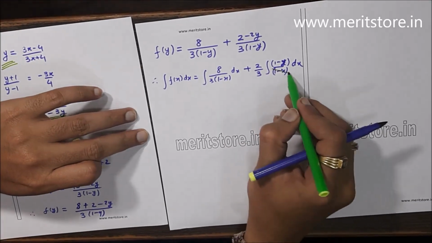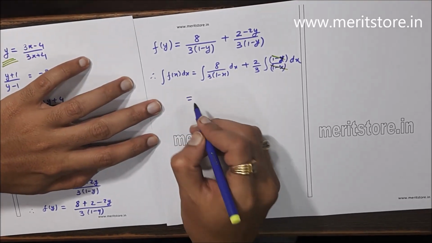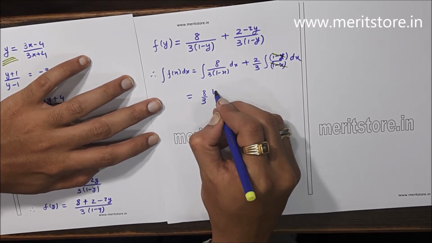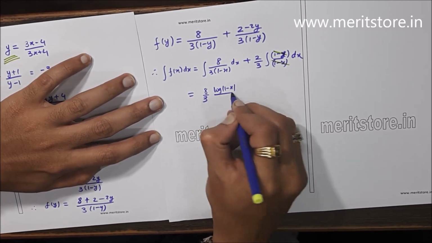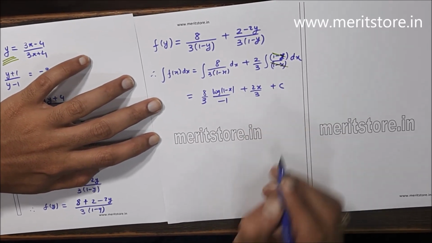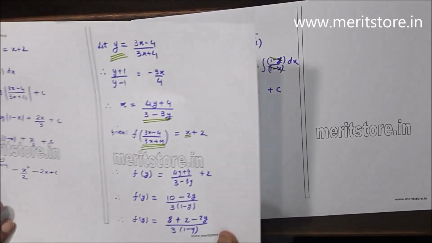This term will cancel off. 8 upon 3 is a constant. My answer would be 8 upon 3 log mod 1 minus x upon minus 1 plus 2x upon 3 plus c, which matches with our option number B.